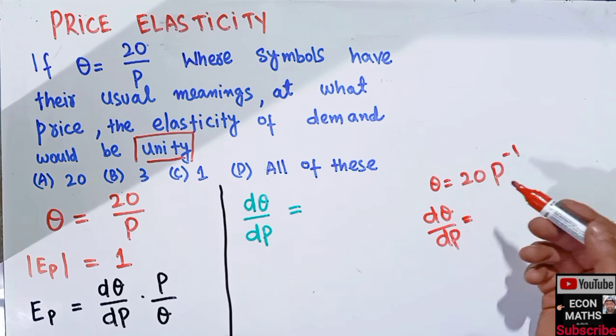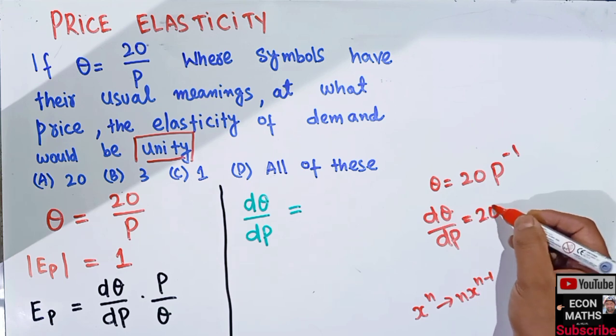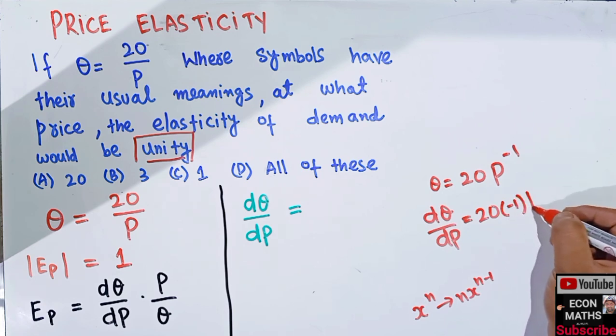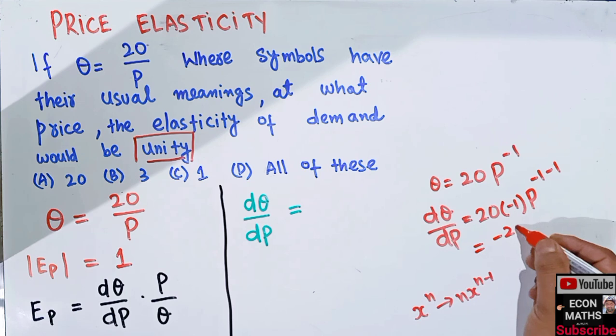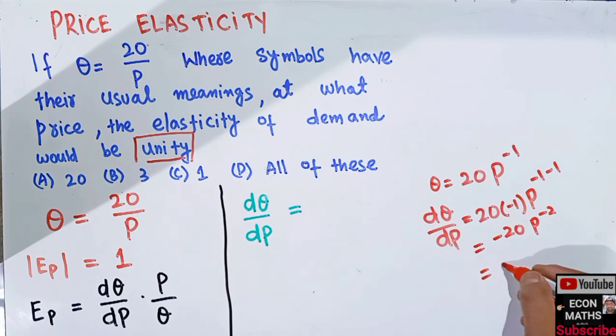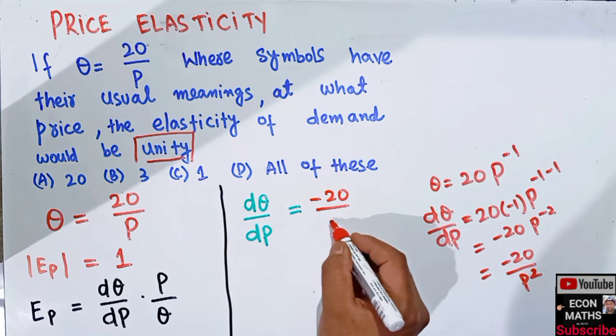we apply the power function rule. If we have x raised to the power n, its derivative is n x raised to the power n minus 1. The exponent becomes the coefficient and the exponent is reduced by 1. So in place of x we have P. First we write 20. The derivative of P raised to the power minus 1 is simply minus 1 becoming the coefficient, then we have P, and this minus 1 is reduced by 1 by the power function rule. So it will become minus 20 P raised to the power minus 2, or we can rewrite it as minus 20, and if I transpose it to the denominator, the exponent sign will change, it will become P square. Okay, so dQ upon dP will become minus 20 upon P square.